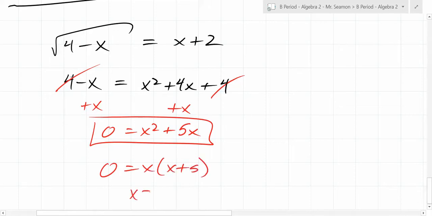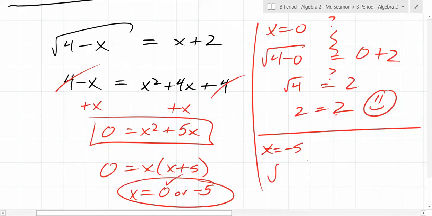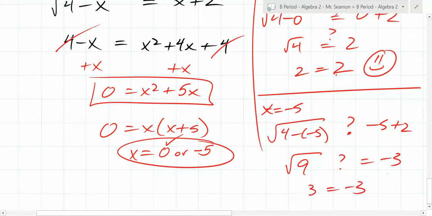There are two potential answers. X equals 0 or negative 5. When we check that one, you end up with 4 minus negative 5. Does that equal negative 5 plus 2? What's 4 minus negative 5? 9. Does that equal negative 3? Does 3 equal negative 3? No. So the only answer is 0.